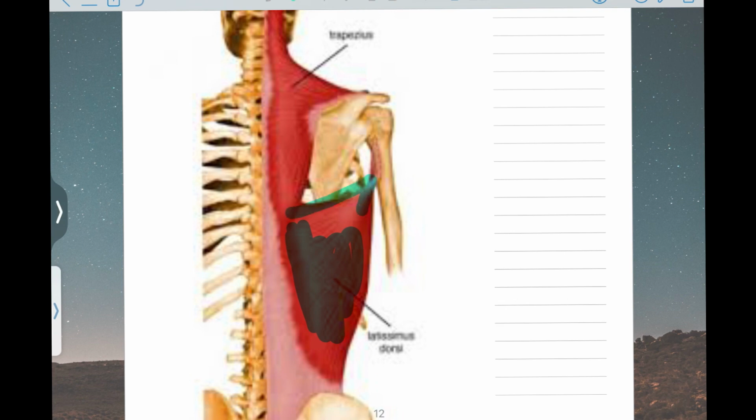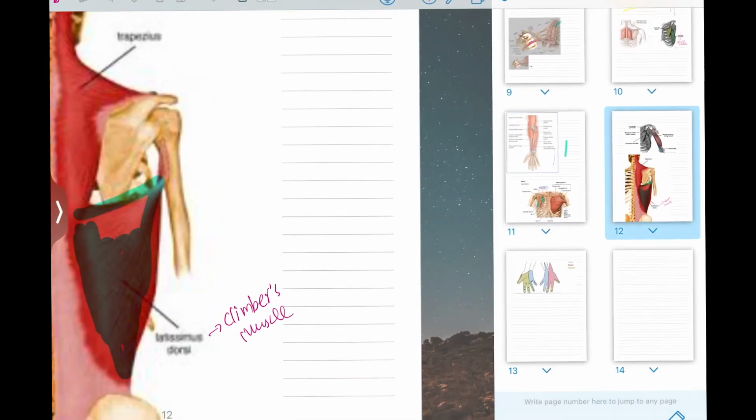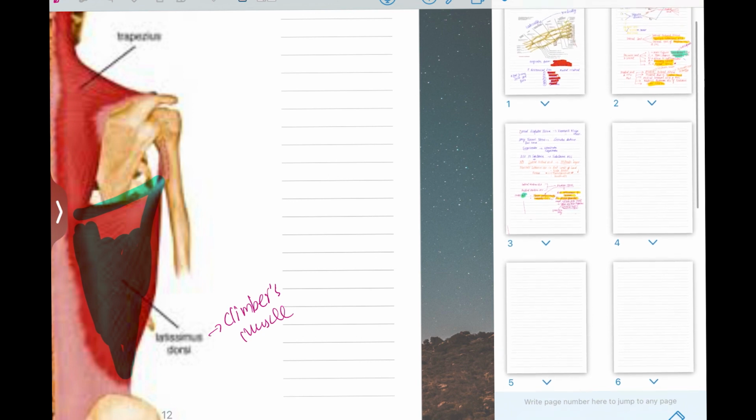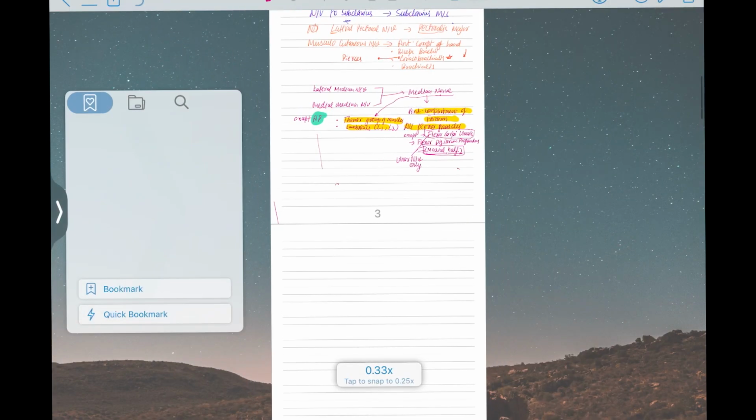This muscle here is supplied by the thoracodorsal nerve, or the nerve to the latissimus dorsi, also known as the climber muscle. I've been trying to put all these in a single video. Actually, the nerve topic is something that requires effort. Okay, let's move forward.